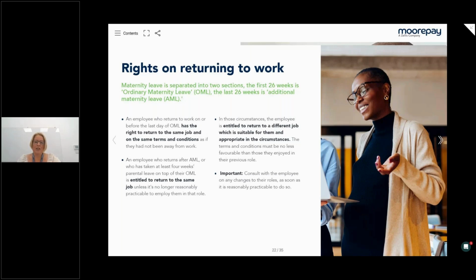An employee who returns after AML or has taken at least 4 weeks of parental leave on top of their OML, so that maybe they've had OML, transferred their maternity leave over to a partner and maybe taken some parental leave, they're entitled to the same job unless it's no longer reasonably practicable. Now, what does that mean in reality? Then it could mean a number of things. So if you're thinking of changing roles for somebody while they're even in the AML period, take advice, go through the reasons, and we'll support you with whether that's the right thing to do or not.